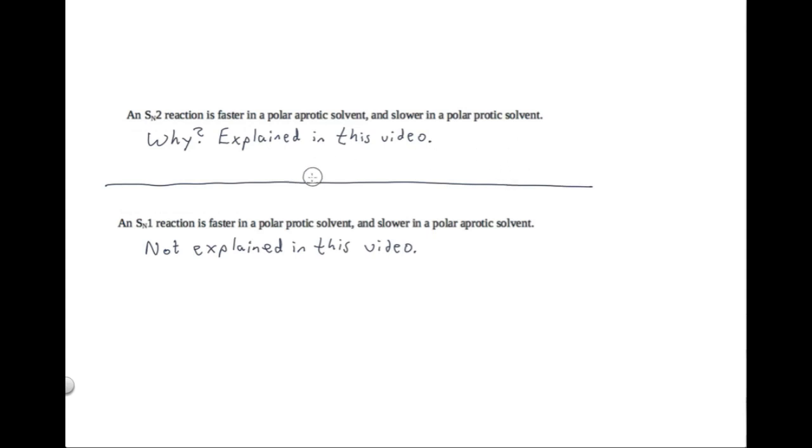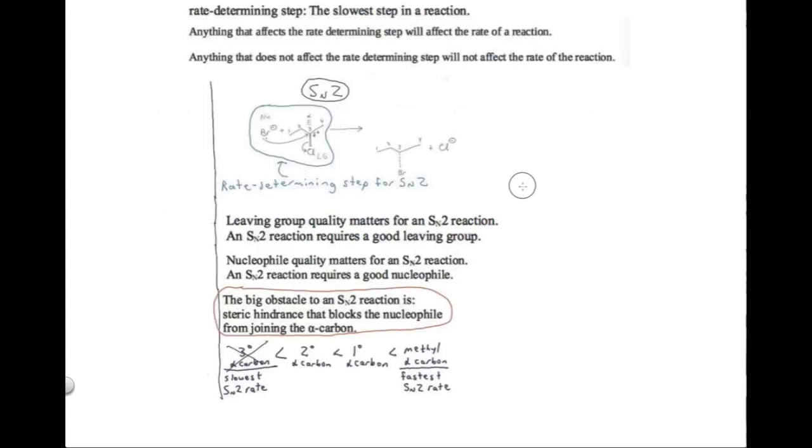So now let's proceed to explain why an SN2 reaction is faster in a polar aprotic solvent. Well, here's some important information that I covered in the SN2 video series about factors that affect the rate of an SN2 reaction. The key factor I want to focus on is the big obstacle to an SN2 reaction. The big obstacle to an SN2 reaction is steric hindrance that blocks the nucleophile from joining the alpha carbon.